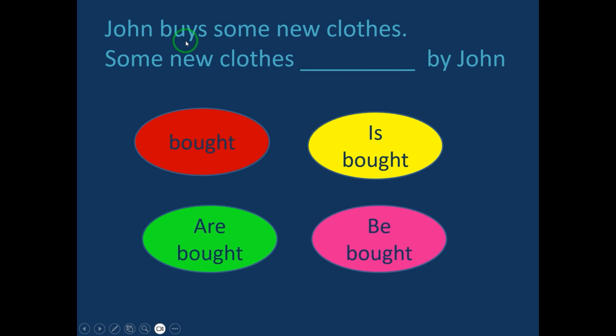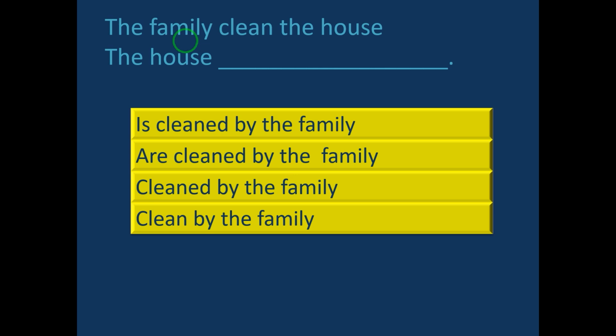John buys some new clothes. Some new clothes are bought. And the family cleaned the house. The house is cleaned by the family, if you want to add the doer again in object position.